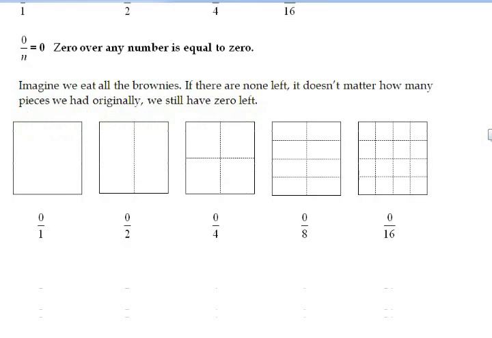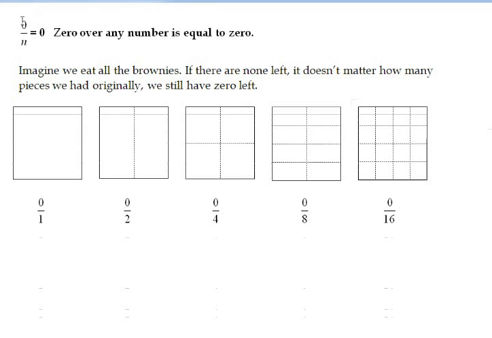Next, anytime we have 0 over any number, it equals 0. So it doesn't matter how many parts we originally had. If there's nothing left in the tray of brownies, then there's nothing left. We have 0. So 0 over 1, 0 over 2, 0 over 4, 0 over any number equals 0.